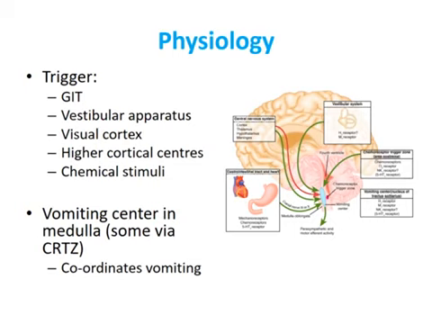If we look at the physiology, there are various triggers that will cause vomiting. These can come from your gut, from your eyes, from your ears, from your nose, or higher cortical centers. If we look at this diagram, you can see that some of the vomiting will go via your chemoreceptor trigger zone, and the rest will stimulate the vomiting center directly. And as I've mentioned, it is a coordinated process.